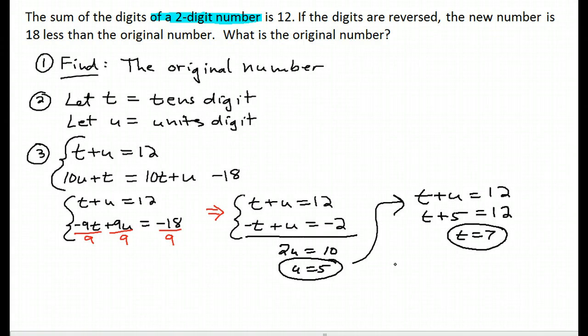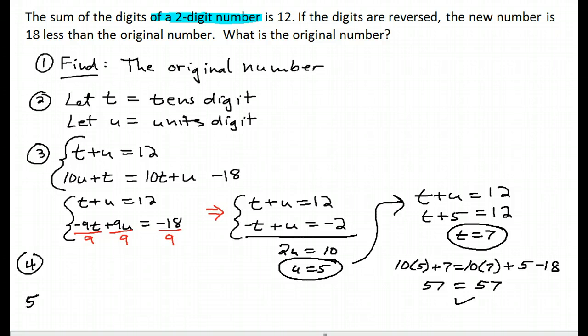Okay, now I still need to do my check. So 10 times u, 10 times 5, plus t, which is 7, equals 10 times t plus u, and then minus 18. So I get 50 plus 7, that's 57. And on this side I get 70 plus 5 minus 18, which is also 57, so it does check. Okay, that's my step 4. Now make sure that you answer the question that's being asked. Don't tell me that t is 7 and u is 5. You're supposed to tell me what the number is. The number is 75.